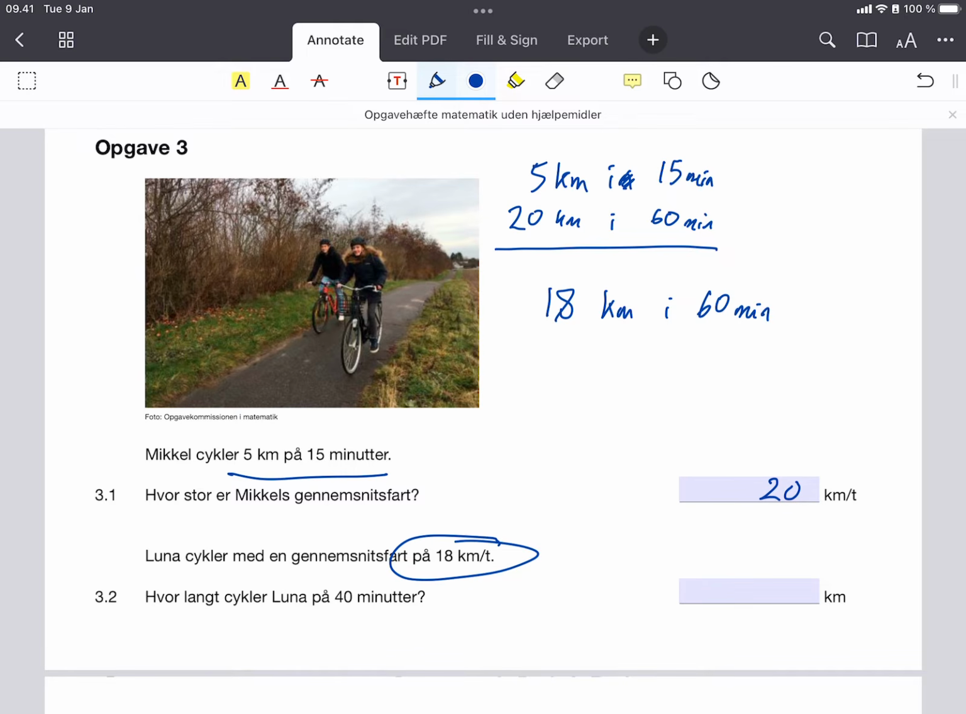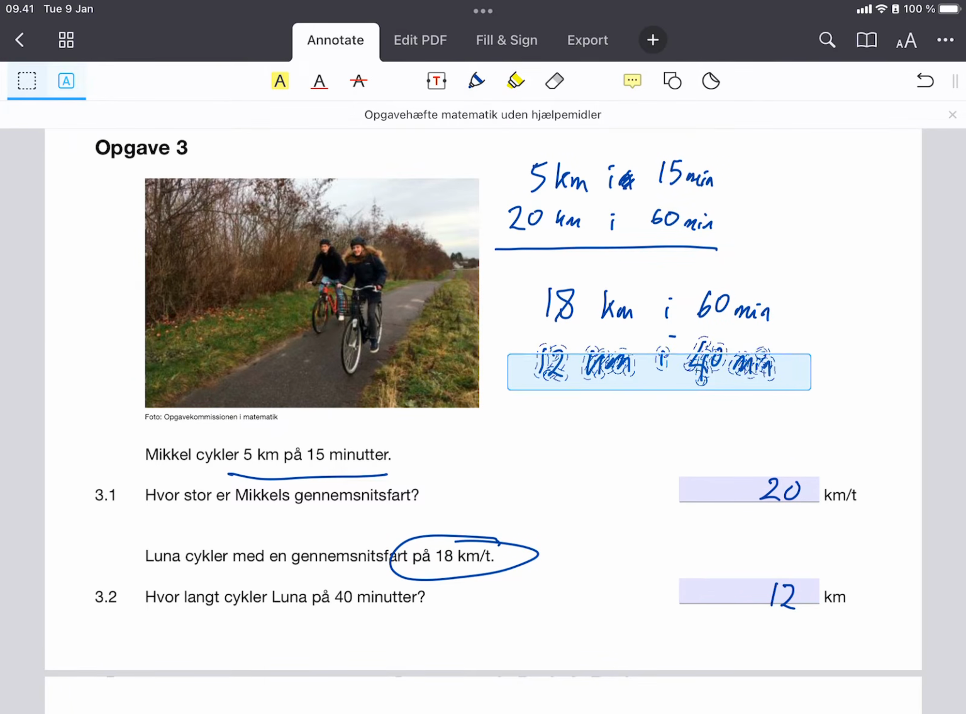How long can she cycle in 40 minutes? Well, 40 minutes is 2/3 of 60 minutes, so she can do 2/3 of 18, which is 12. She can do 12 kilometers in 40 minutes.